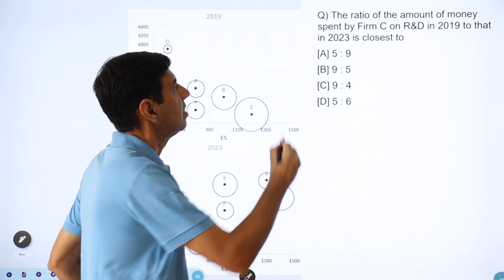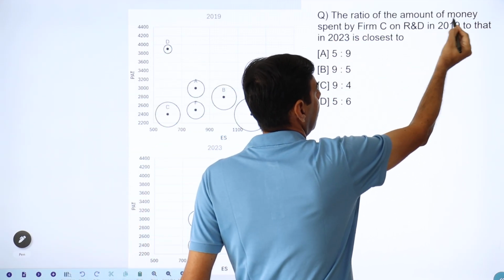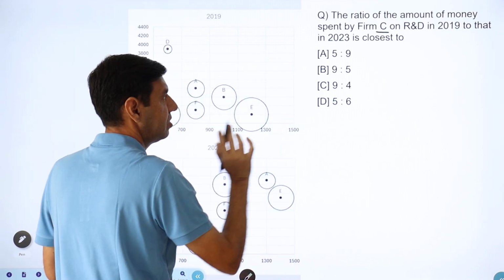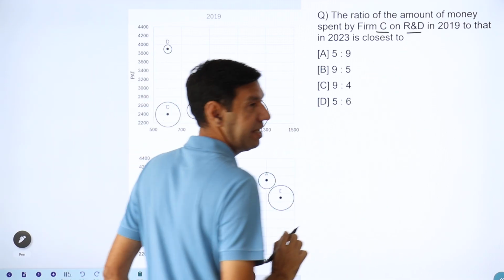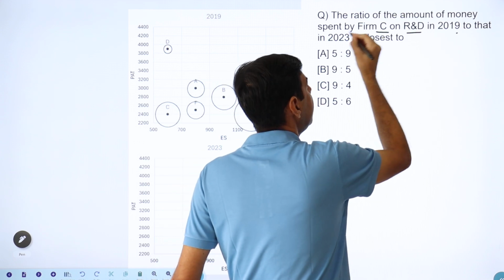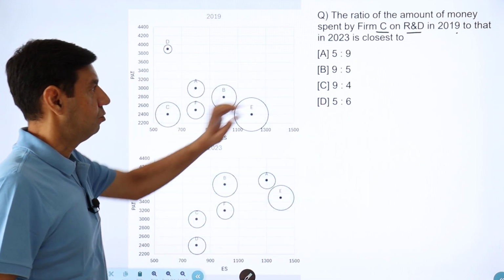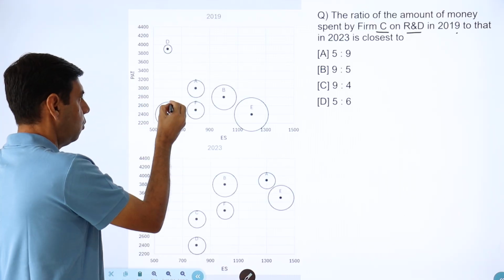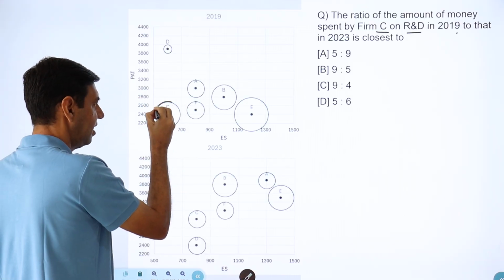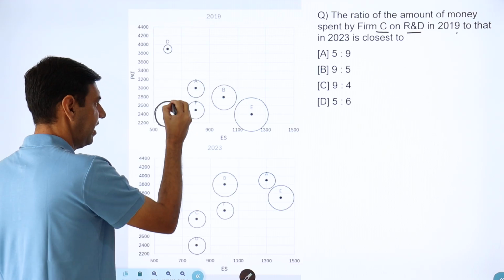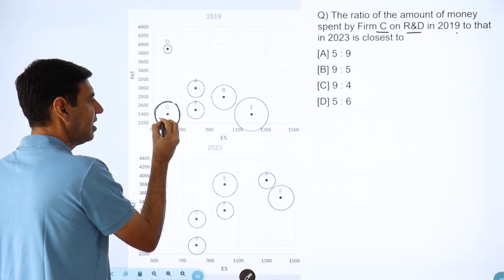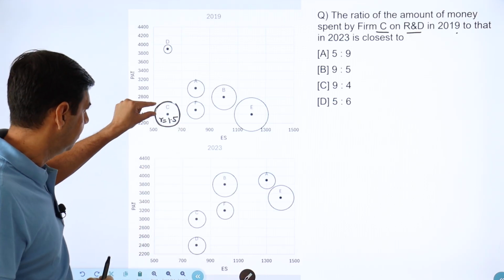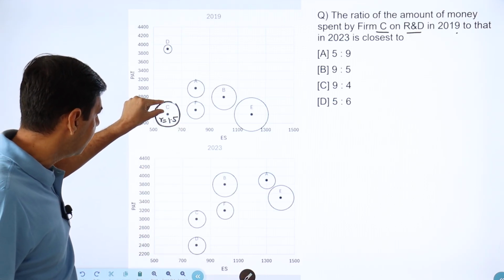Question 2. The ratio of the amount of money spent by C, just focus on C, on R&D in 2019 and 2023 is closest to what? So here comes the part of that circle. If we take this circle here, C in 2019, the radius is 1.5 grid lines. Yeah, it is just extending a little more.